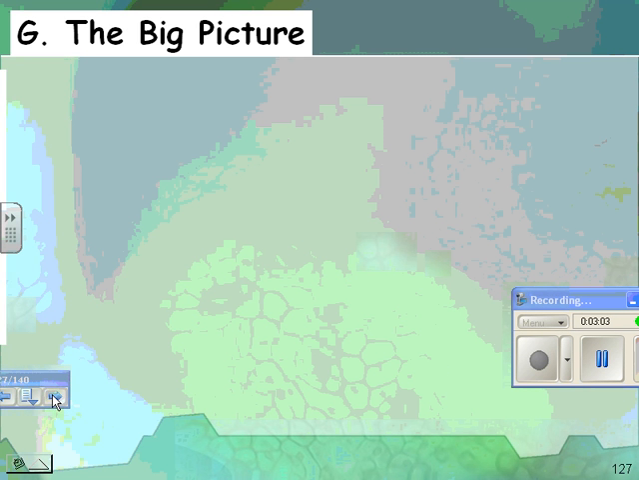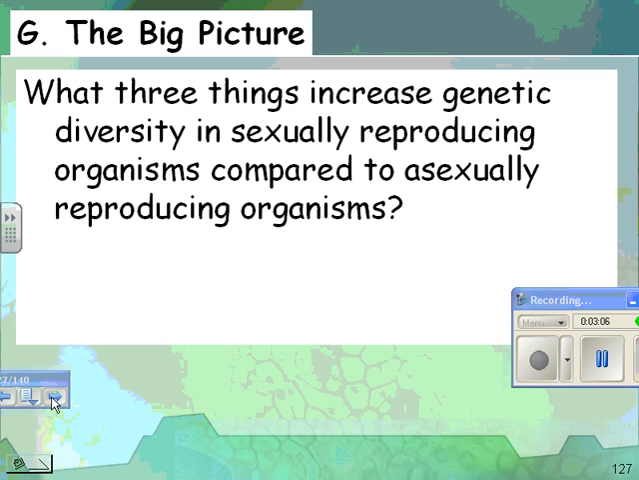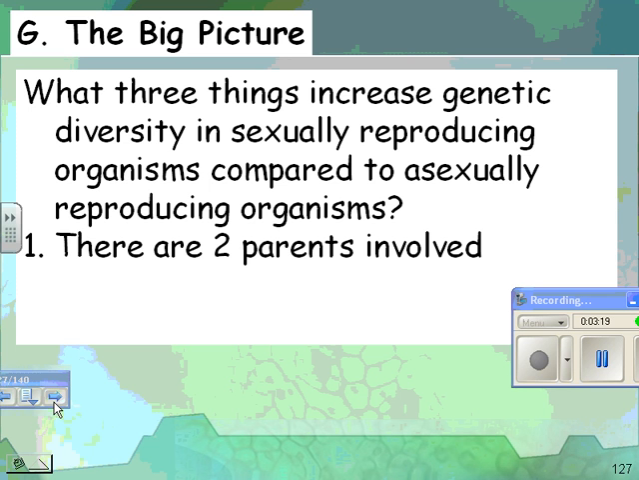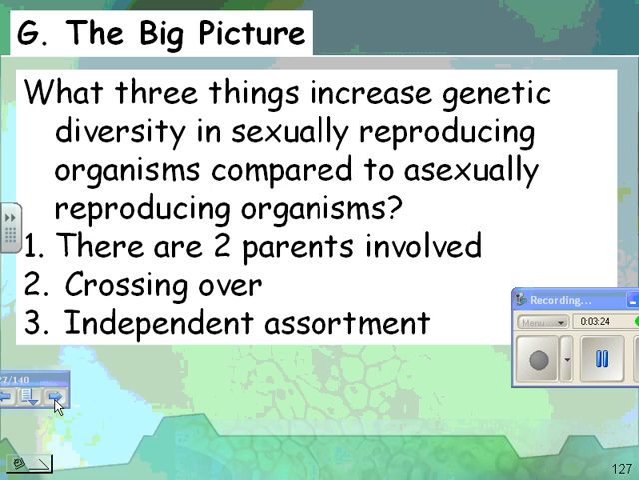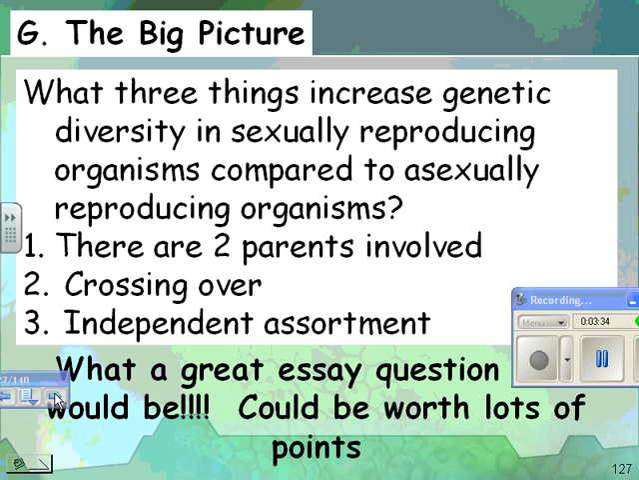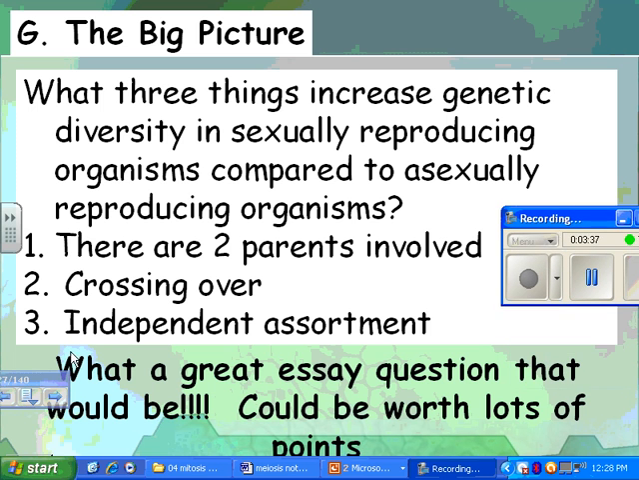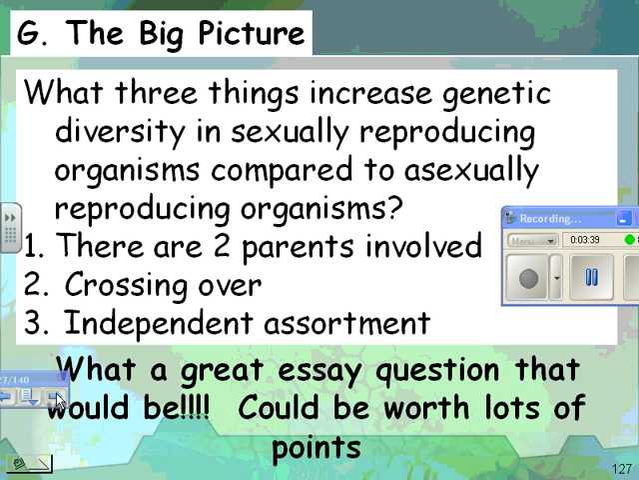All right, the big picture. What 3 things increase genetic diversity in sexually reproducing organisms compared to asexually reproducing organisms? So this would be a really great essay question for you, don't you think? So there are 3 things. One is that you've got 2 parents. Another is that you've got crossing over to give you new gene combinations. And finally, independent assortment also gives you new gene combinations. So I would want you to state each of them and describe how each gives you more genetic variation. See, it says it here even. What a great essay question that would be. Could be worth lots of points.